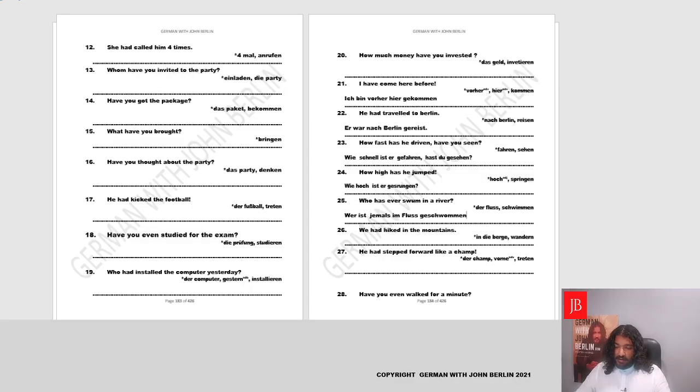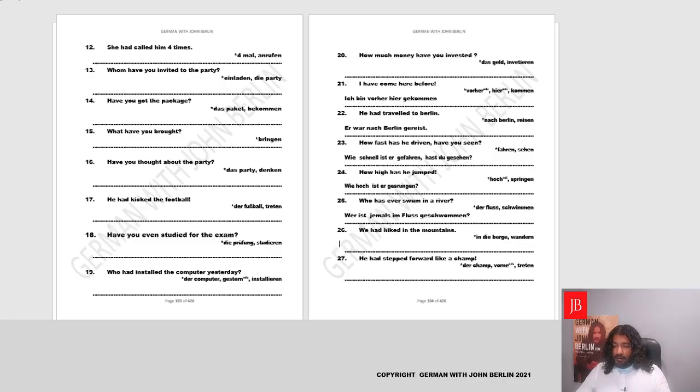Very good. This is an unregelmäßig, a little different verb. We need to remember this. Geschwommen. Yes. The perfect form is a little irregular. Okay. Moving forward, we had hiked in the mountains. So who had hiked in the mountains?